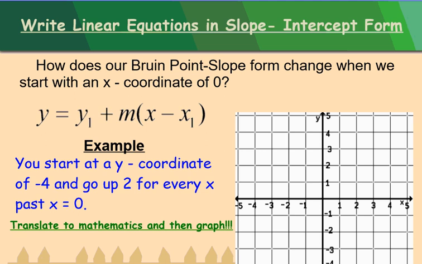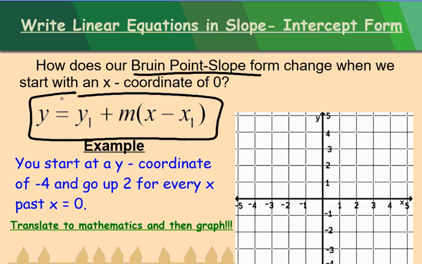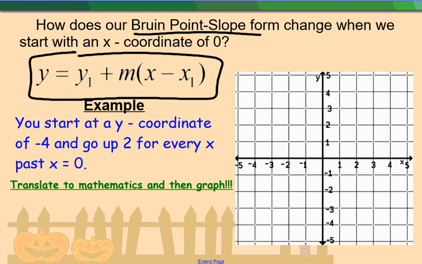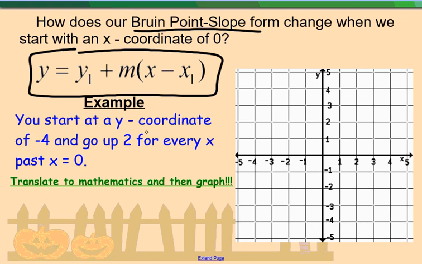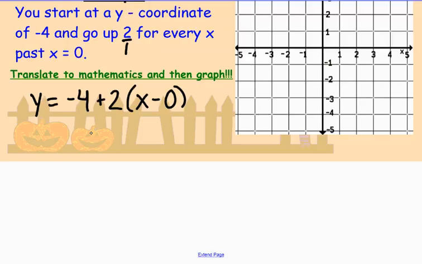So lead-in question, how does our Bruin point slope form that is shown right here, how does it change when we start with an x-coordinate of 0? For example, let's say you start at a y-coordinate of -4, go up 2 over 1 for every x past x equals 0. So let's translate. Y is -4, go up 2 over 1 for every x past 0. Well, this is what it looks like in point slope form.